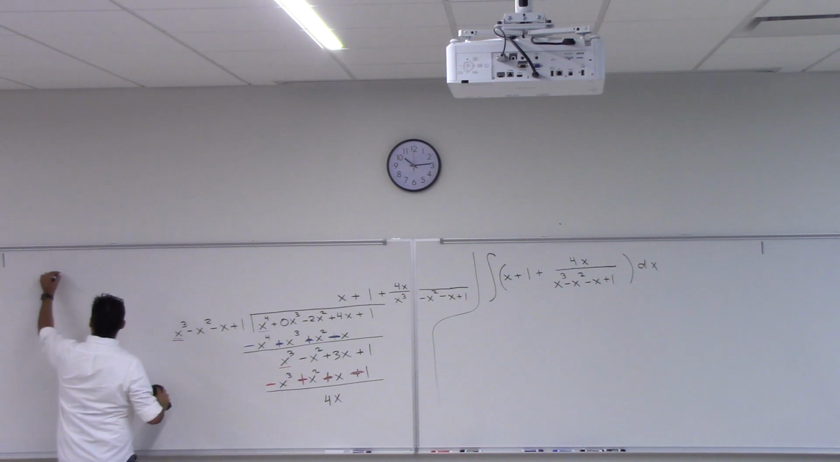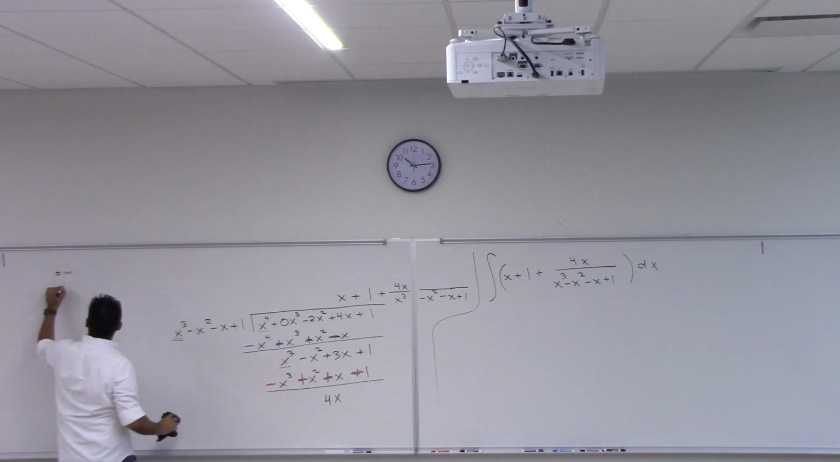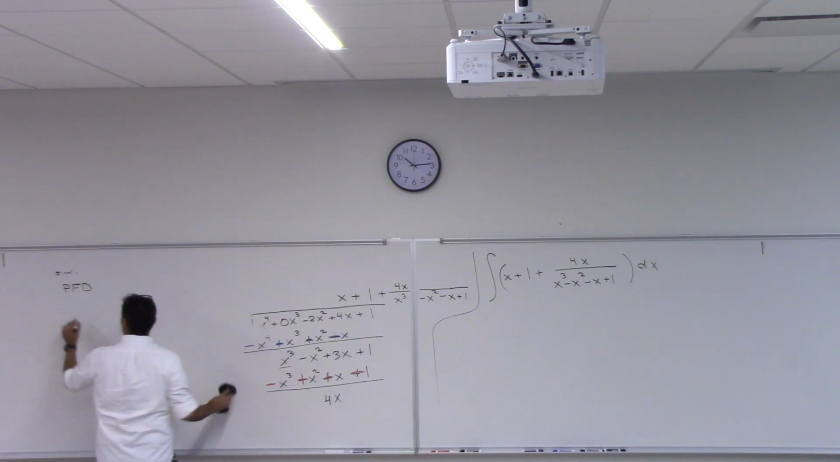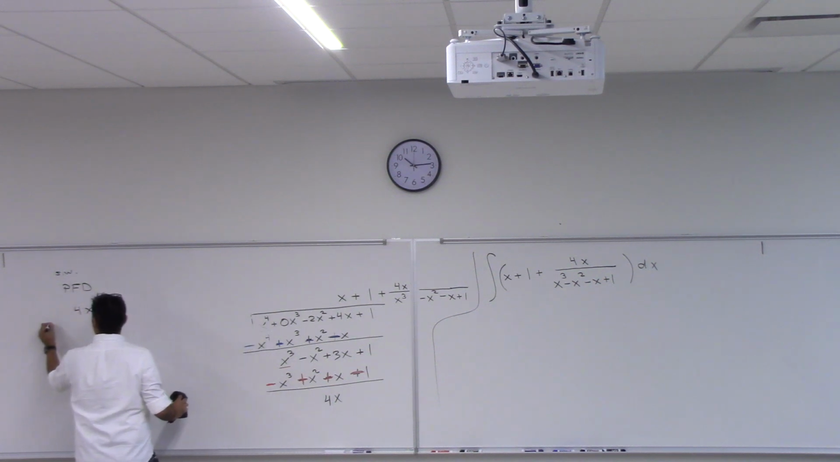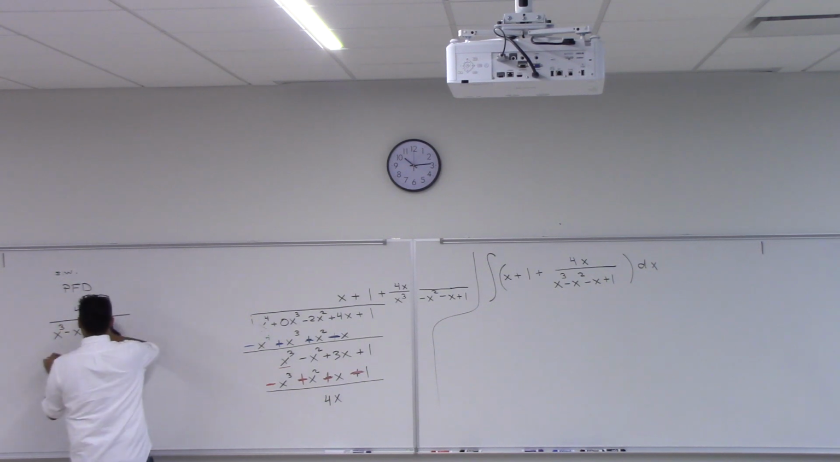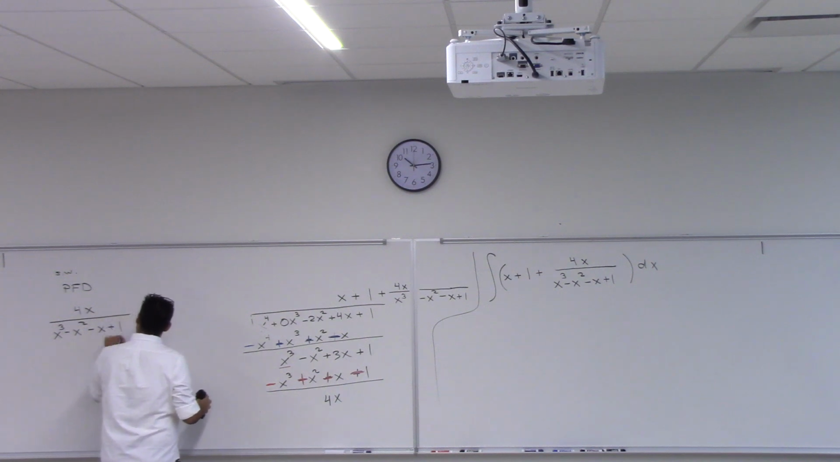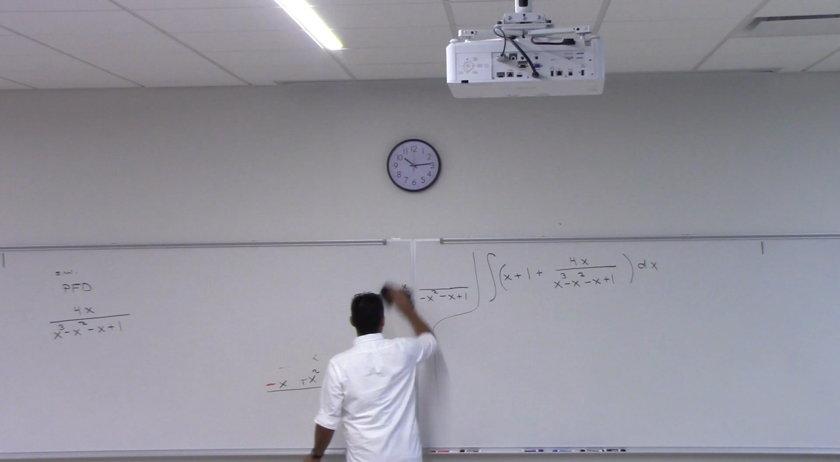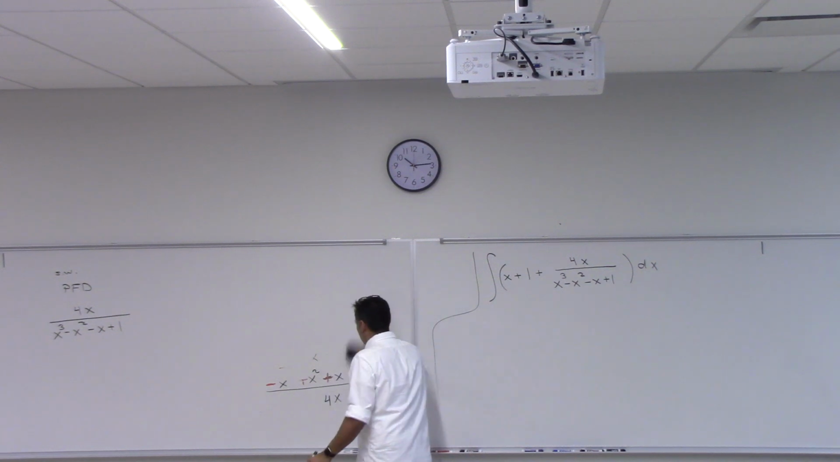So more scratch work over here. This is my partial fraction decomposition. And what I'm trying to decompose is the 4x over the x cubed minus x squared minus x plus 1. But in order to do partial fraction decomposition, I must factor the denominator, right?